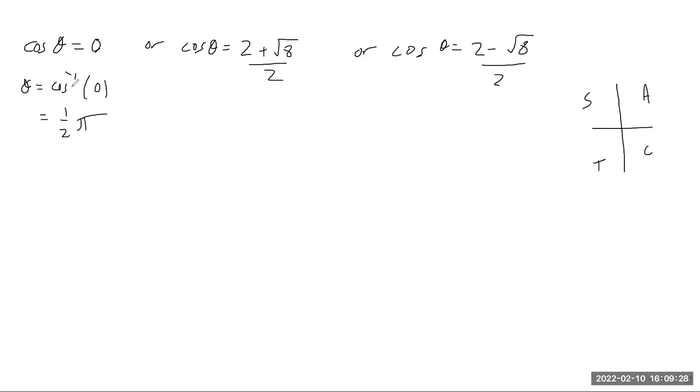Sure about that? Remember what they say now. They say theta is between what? I was just about to cross this one out. Oh, okay. Very good. 2 pi minus pi by 2.